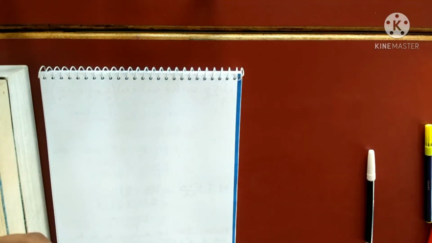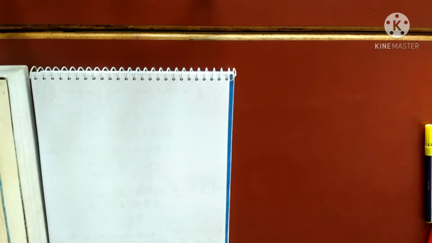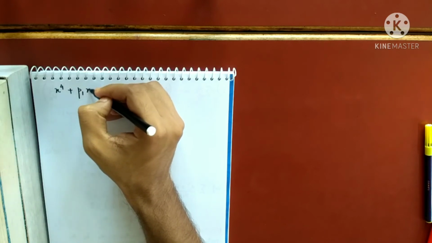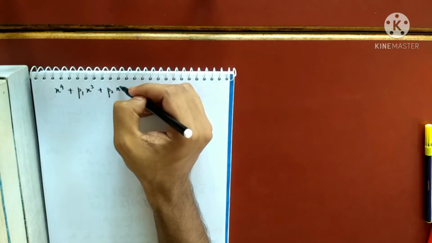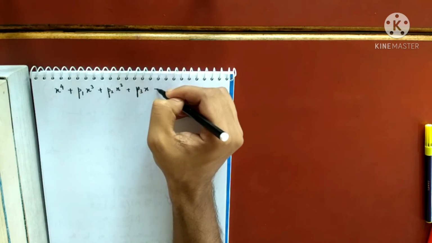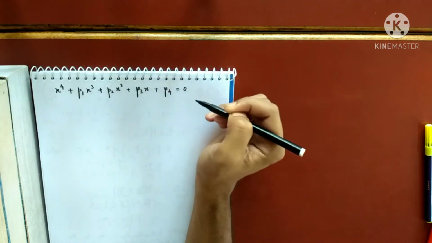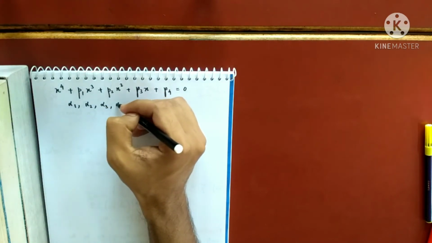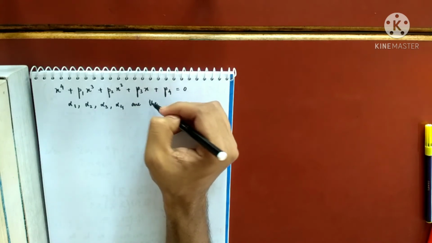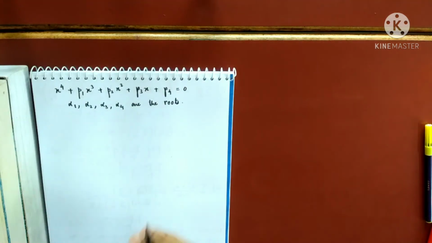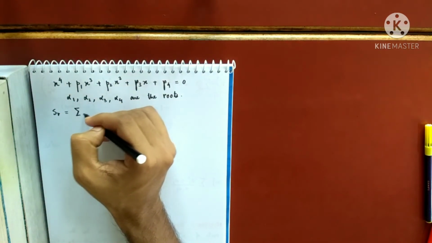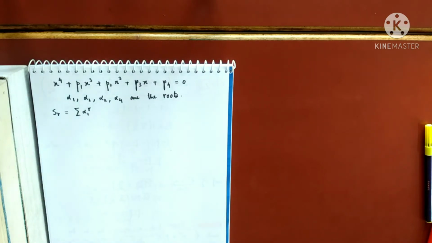So try to understand my point. I'll just give you an example. Suppose I have a 4-degree equation, x to the power 4 plus p1 x to the power 3 plus p2 x to the power 2 plus p3 x plus p4, and alpha 1, alpha 2, alpha 3, alpha 4 are the roots. Then what will Newton's theorem say? Here SR means, as already said, summation alpha 1 to the power r, that means alpha 1 to the power r plus alpha 2 to the power r and so on up to alpha n to the power r.